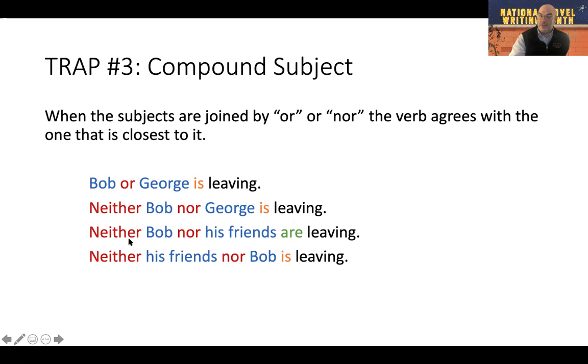Okay, now it gets a little tricky when we have "neither Bob nor his friends." In this case, it would be "are leaving." So once again, we have "nor," which is not additive, but Bob is singular and friends is plural. So the verb would change to "are" because the noun closest to the verb is plural. So we take a plural verb. If you reverse that order and say "neither his friends nor Bob," then it would go back to "is." And this is where a lot of students get tripped up. So if things are joined by "or" or "nor," the verb agrees with the noun closest to it.